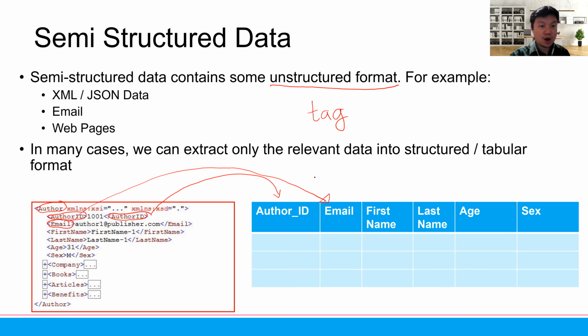However, when we use the XML format, this is structured in the format of text. So this is in the text format, and it's not easy to analyze this data immediately. So we need to have a transformation process in order to fit with the data analysis later. When we move toward the tabular format, it will be easier for you to analyze. So this kind of semi-structured data needs pre-processing, a transformation process, before we do the analysis.